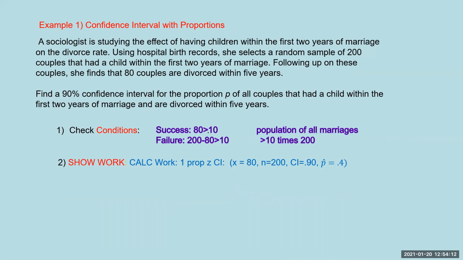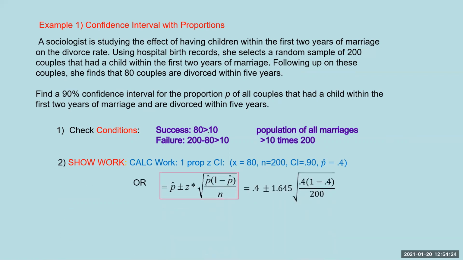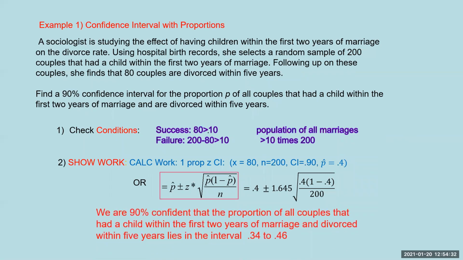We can show work by either using and writing the calculator work, one prop z interval, again found by menu, stats, confidence interval, one prop, or you can use the formula if you want to plug into the formula. Again, make sure that you're using plus and minus. We should get a C lower value and a C upper value, and end with a conclusion statement. We are 90% confident that the proportion of all couples that had a child within the first 2 years and are divorced within 5 years lies in the interval 0.34 to 0.46. Okay, how do you know how to come up with a sentence? Use the wording, finding a 90% confidence interval for the proportion. So use the actual wording in the problem to figure out what comes after your confidence interval. But all three parts: conditions, show work with formula or calculator work written out, and conclusion statement.